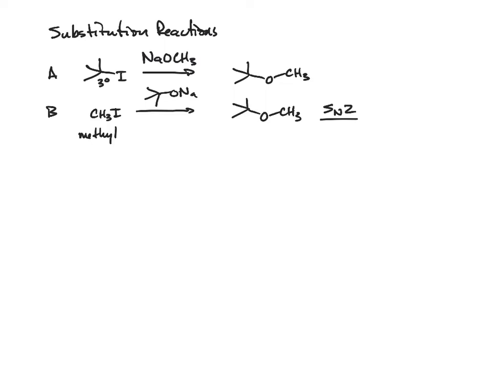So if you still wanted to make tert-butyl methyl ether, but using an SN1 reaction, instead of using sodium methoxide, you would use just methanol and heat. So you see the difference there, right? So SN1, you need a tertiary substrate. You need a polar protic solvent and heat. That helps the ionization occur. So that's the rate determining step in SN1. And the solvent, which is also the nucleophile, is incorporated into the product.